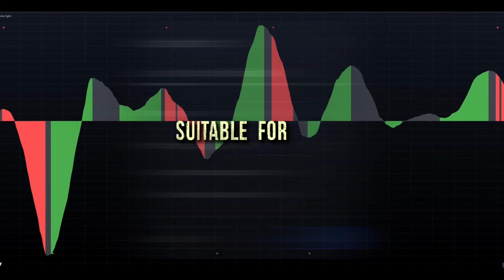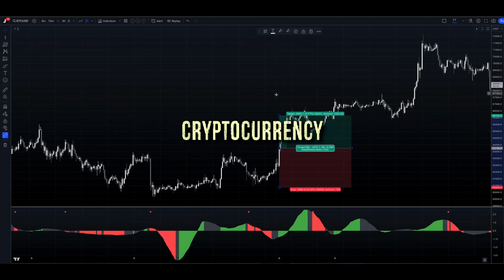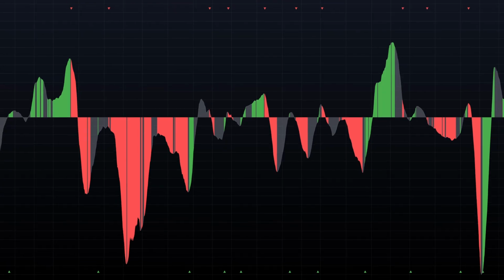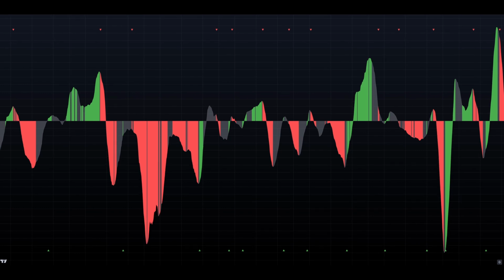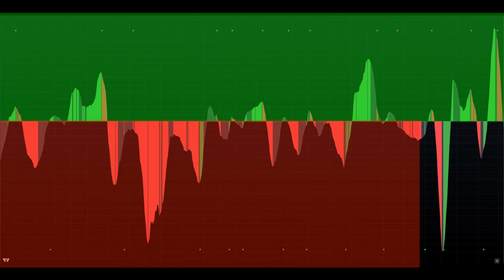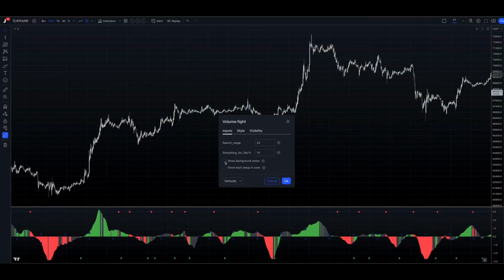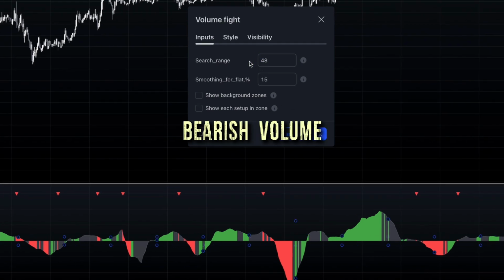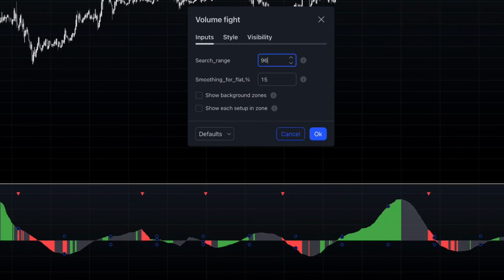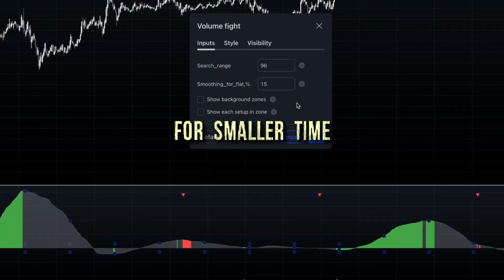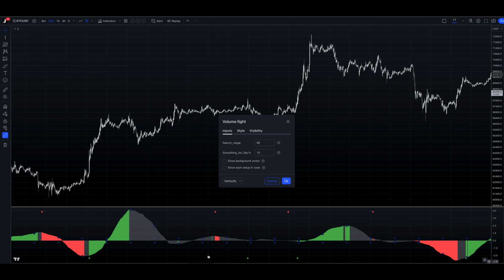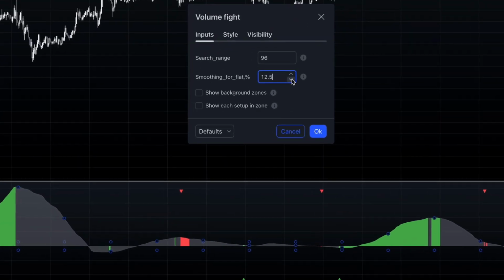This indicator is suitable for any trading instrument, cryptocurrency, forex, stocks, and can work on any time frame. Use the volume fight indicator to determine who currently dominates the market, the bulls or the bears. Set the range for evaluating the predominance of bullish or bearish volume. Default 24 bars for a 1-hour time frame. For smaller time frames, increase the range value to filter out false signals. Adjust the smoothing setting to reduce false signals.